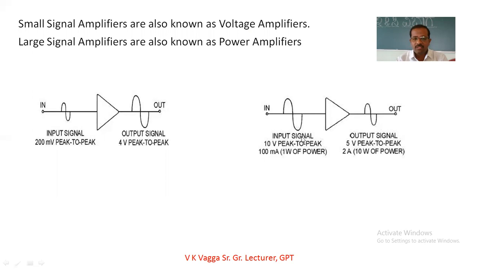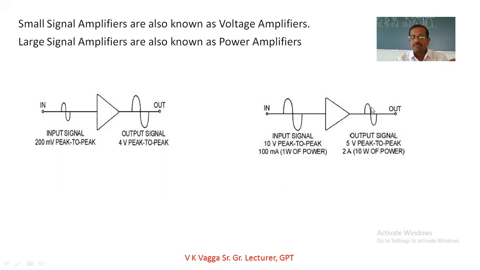So in this case, the input signal has 10 volts peak to peak, and the output is equal to 5 volts peak to peak. So the output voltage has been decreased, and after that you concentrate on the current. Input current is equal to 100 milliamps and output current is equal to 2 amps. After multiplication, if it is measured in terms of the power, the input power is equal to 1 watt and the output power is equal to 10 watts here. So the output power has been increased by 10 times, but the voltage has been decreased.